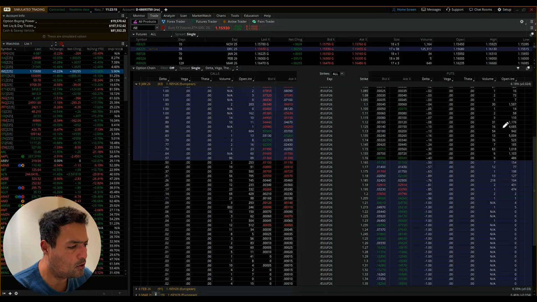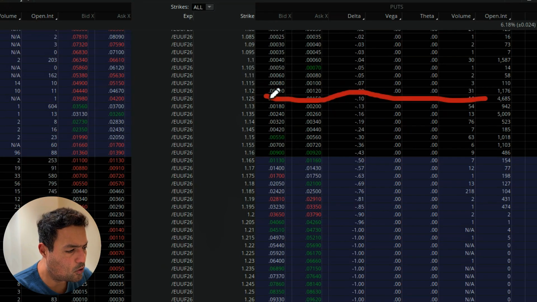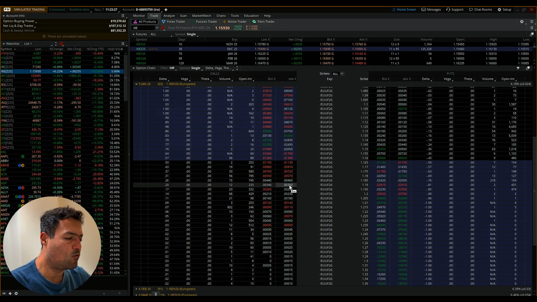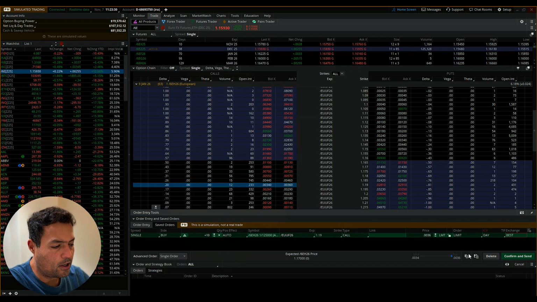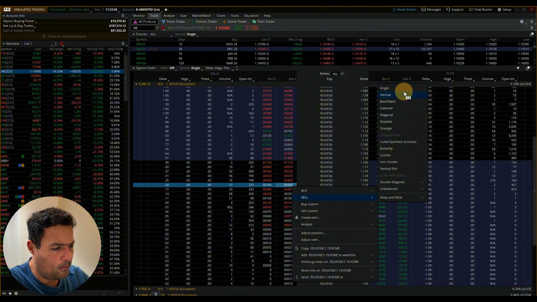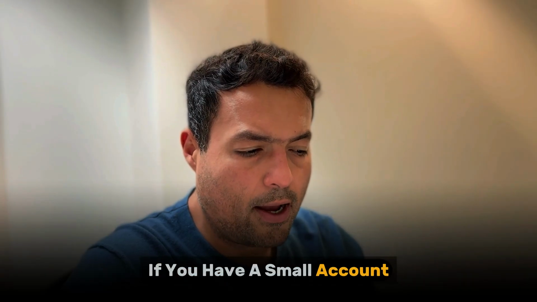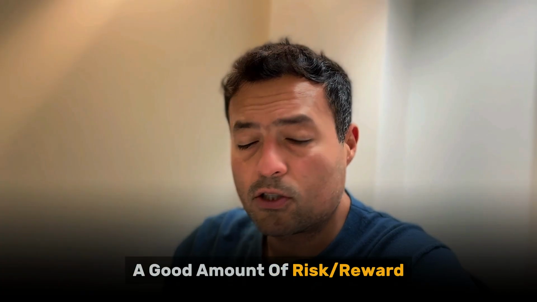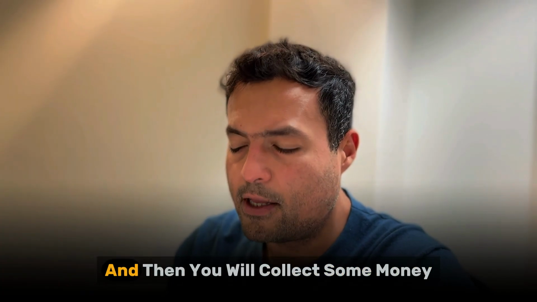But usually what we notice is that on the full strikes, there is more open interest. But here it's showing more on the half side. But we will stick to the mechanics that we have created and frameworked and been working on. 1.19 short, I'm going to right click, sell a vertical. And again, I'm trying to show you, if you have a small account, how can you trade with less than $500 and collect a good amount of risk reward, meaning you will put down some money and then you will collect some money.